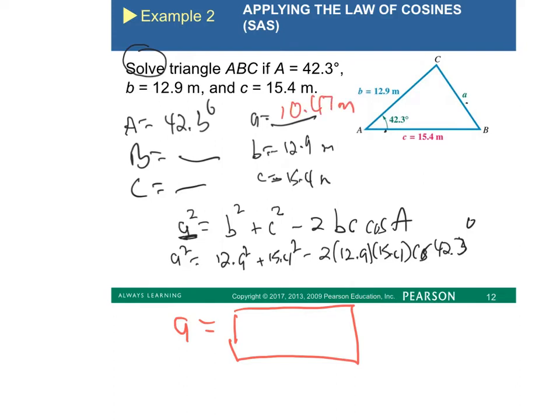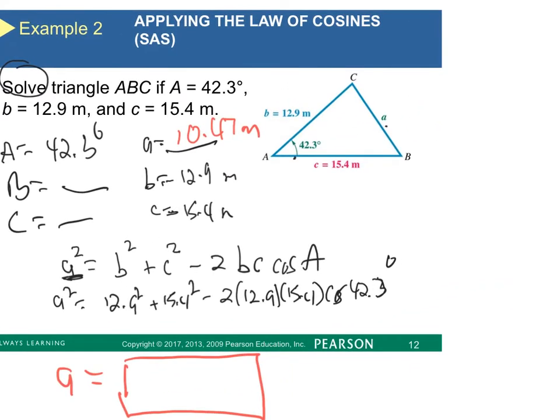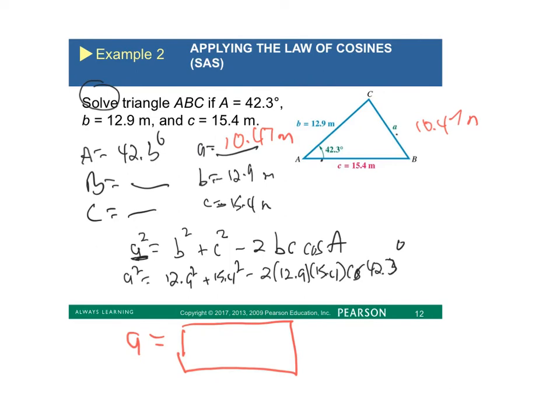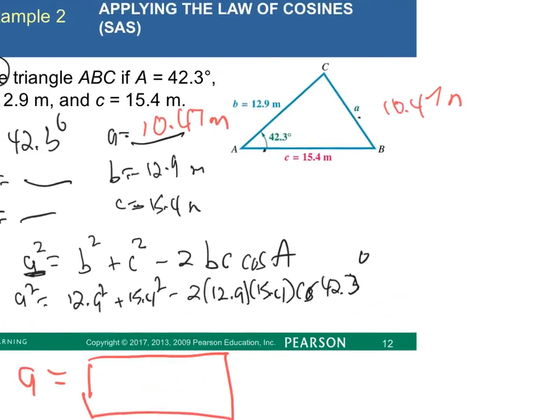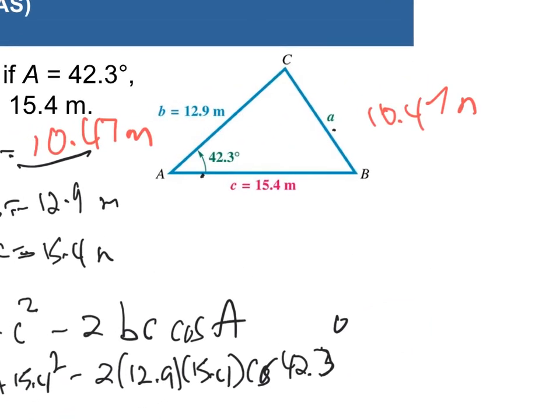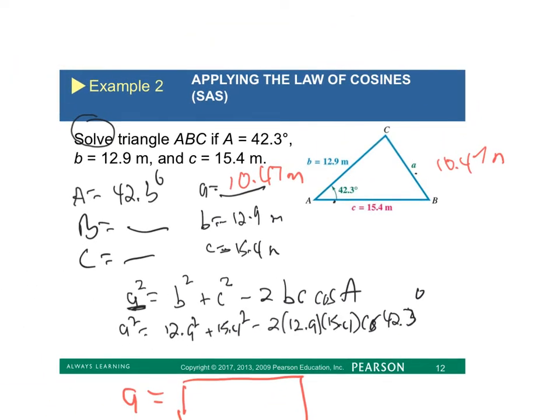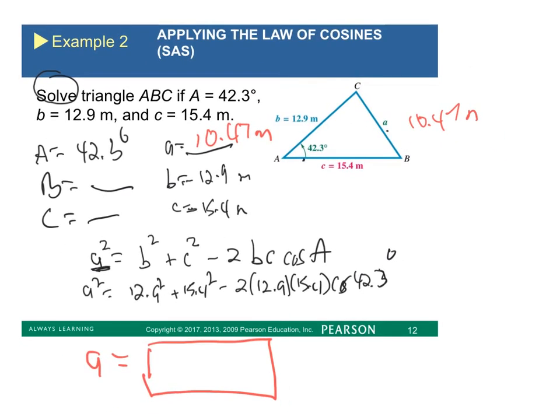I have all my sides, but now I've got to find angle B and angle C. I'm going to put it over here then: 10.47 meters. So if I've got to find those two other angles, what you could do is now do law of sines, or you could do law of cosines again. I kind of like the idea of doing law of cosines again, but law of sines will work. Maybe it's a good idea to do law of sines to remind you of the last lesson.